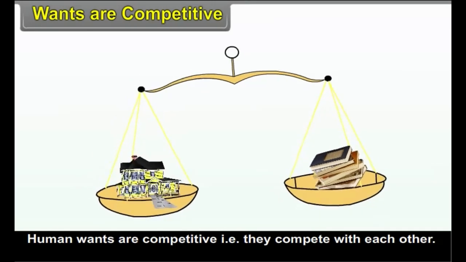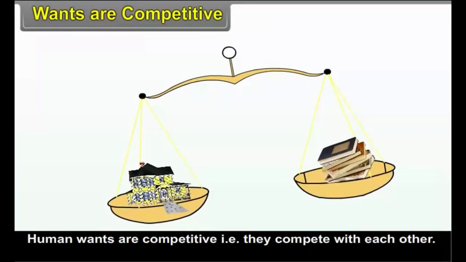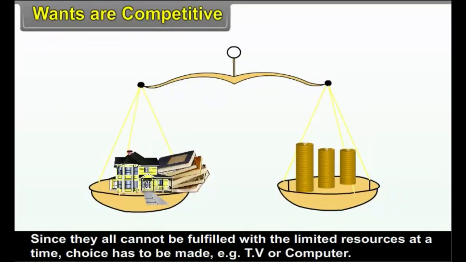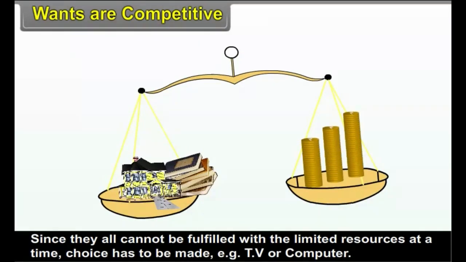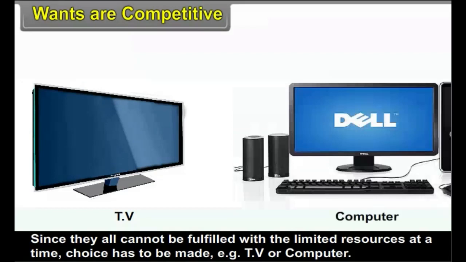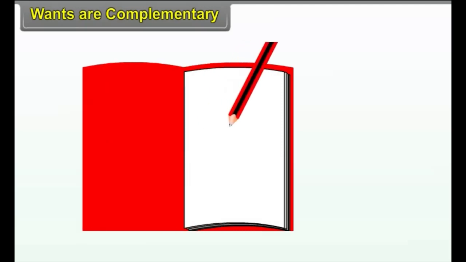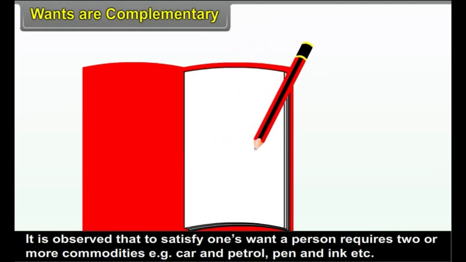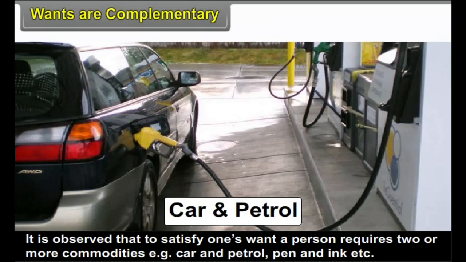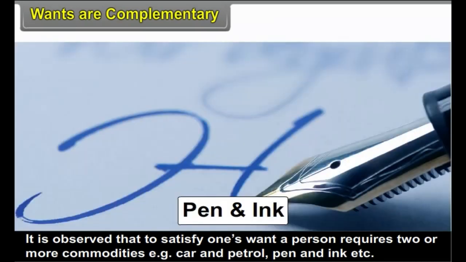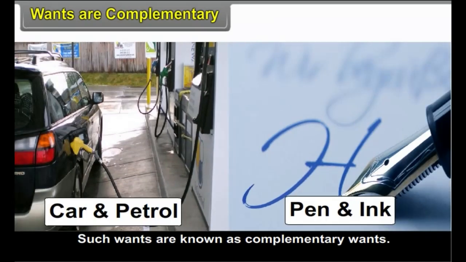Wants are competitive. Human wants are competitive. That is, they compete with each other. Since they all cannot be fulfilled with the limited resources at a time, choice has to be made. For example, TV or computer. Wants are complementary. It is observed that to satisfy one's want, a person requires two or more commodities. For example, car and petrol, pen and ink, etc. Such wants are known as complementary wants.